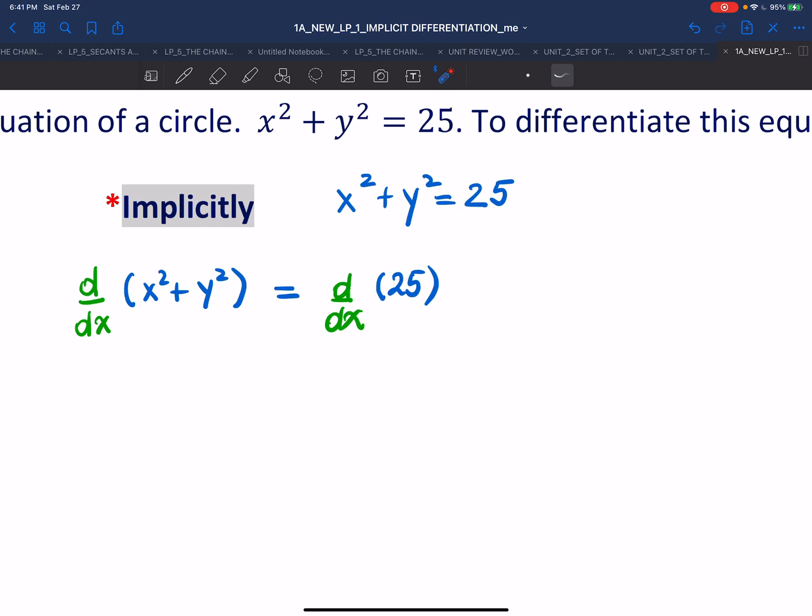Now, you know that one of the properties of derivatives states that the derivative of the sum equals the sum of the derivatives. So that means we will have d/dx of x squared and d/dx of y squared equals d/dx of 25. And by now we have realized already that the derivative of 25 is simply 0 because it's the derivative of a constant.